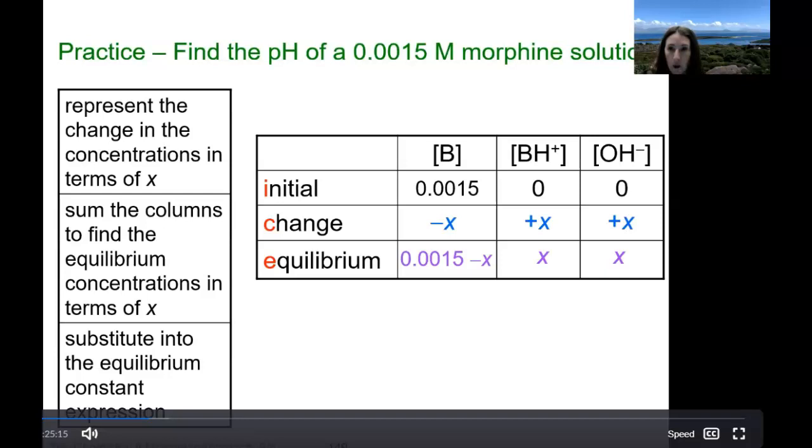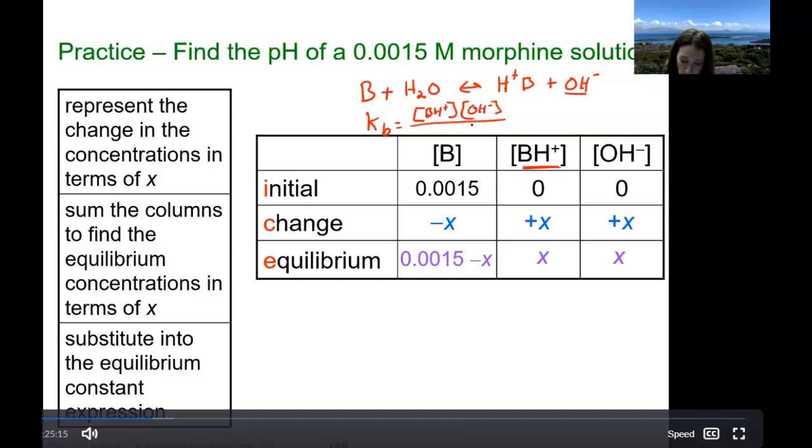So again, now, base plus water makes, I used HB plus, H plus B. I don't care how you write that. It just has to have an extra hydrogen on it. So that means it's going to be products over reactants. So your KB is going to be the concentration of BH plus times OH minus over our base, right?